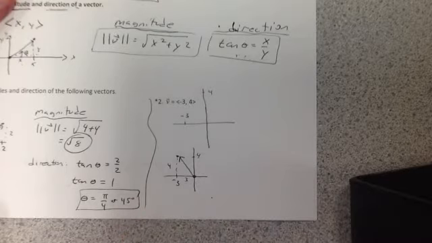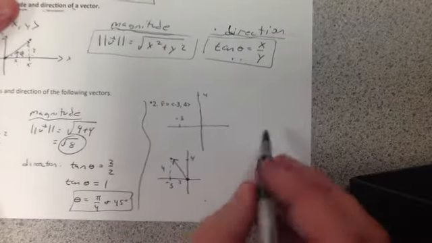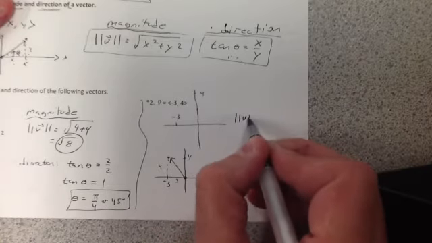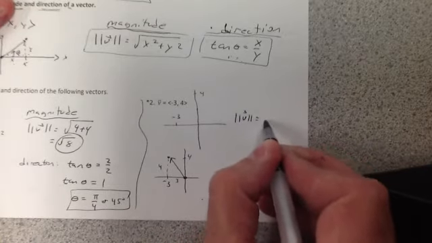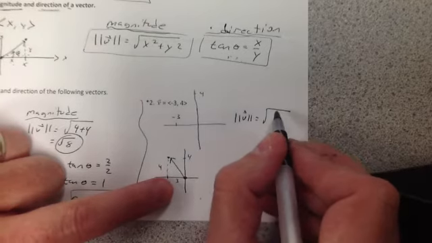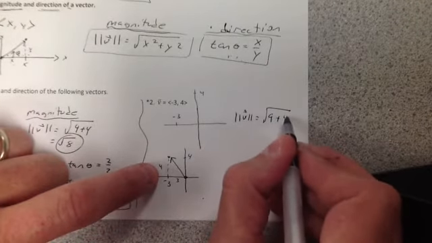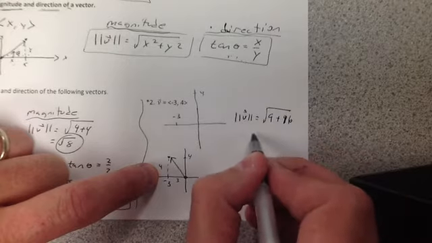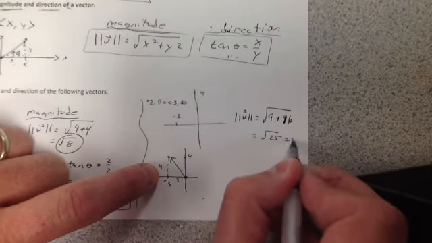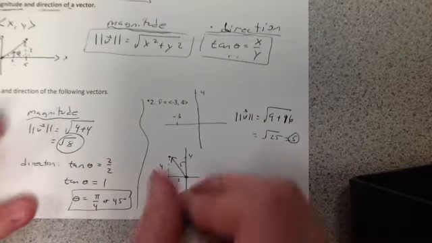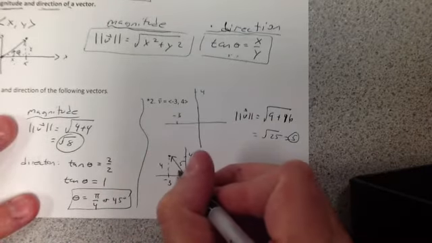This length is 3. So if I want to find its magnitude, the magnitude of vector v is just the square root of x squared, which is 9, plus y squared, which is 16. We get the square root of 25, which is 5. So the length of my vector is 5, but I want to get the angle.